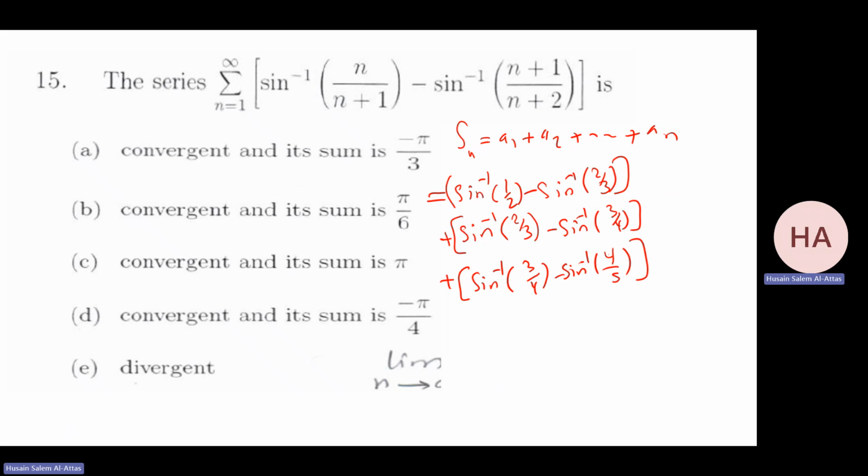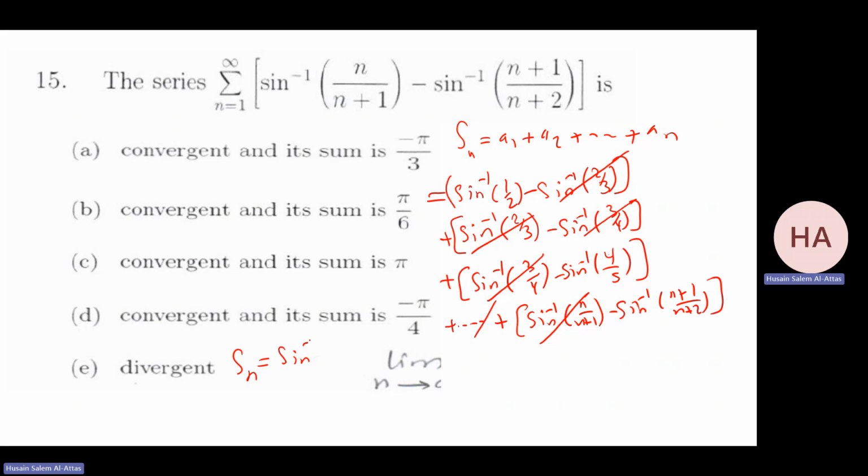So it's very clear, it's telescoping. This is cancelled with this, and this is cancelled with this, and that will cancel with the next step. So I need only the first term. That will be sine inverse of n over n plus 1 minus sine inverse of n plus 1 over n plus 2, and this will be cancelled somehow. So S_n will be, since I'm starting with 1, sine inverse of half minus sine inverse of n plus 1 over n plus 2.